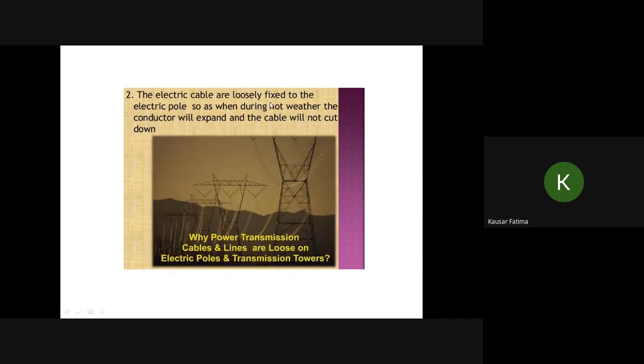The electrical cables are loosely fixed to the electric poles so that during hot weather the conductor will expand and the cable will not snap. In the same way, they should not be too short either, because if they are shorter, during the winters they will contract. When they contract, they will become smaller in size and they may break. So it means a little loose space is to be left.